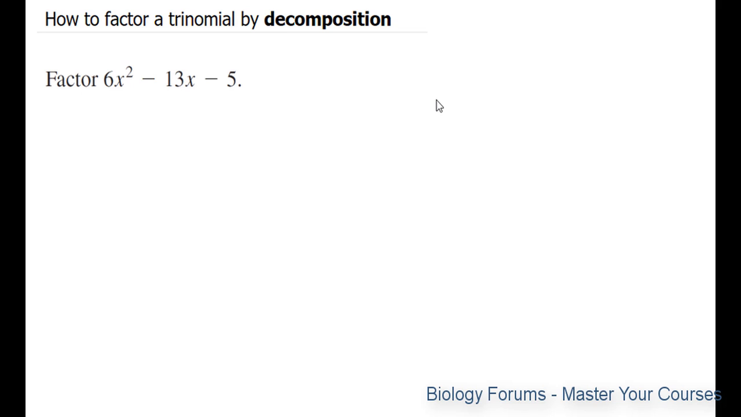In this demonstration, I'll show you how to factor a trinomial, in other words, a polynomial with three terms, by decomposition. The decomposition method should only be used when your a term, which is the term that contains the x squared value, is greater than 1. And in our case, it is greater than 1.